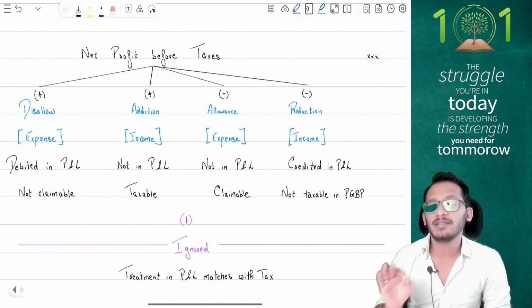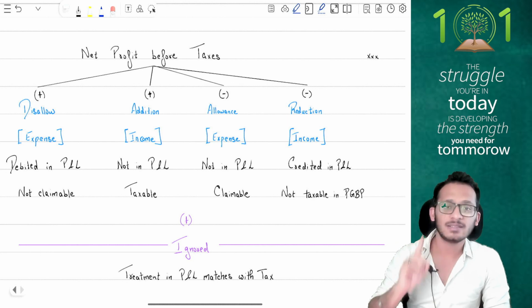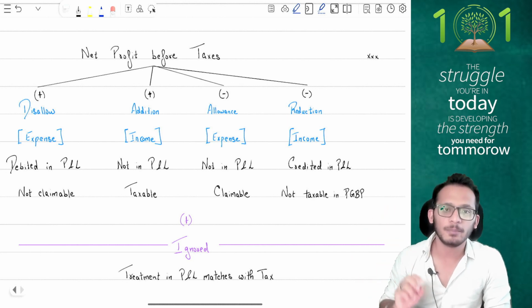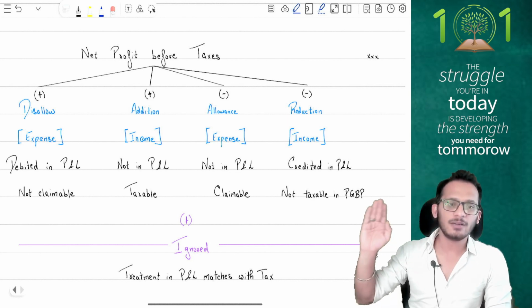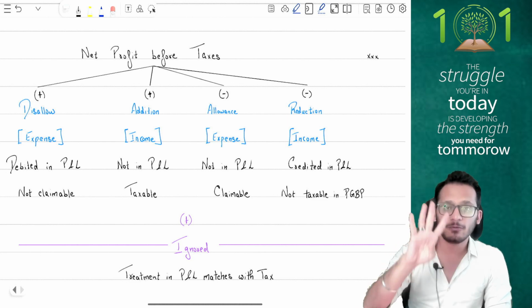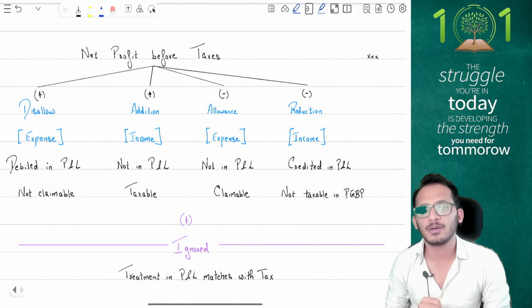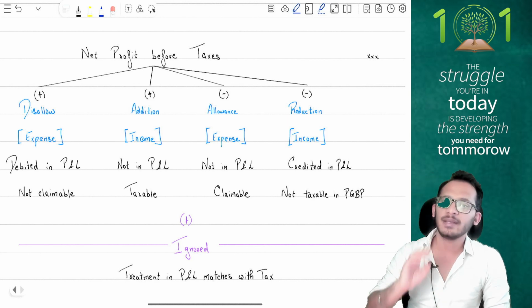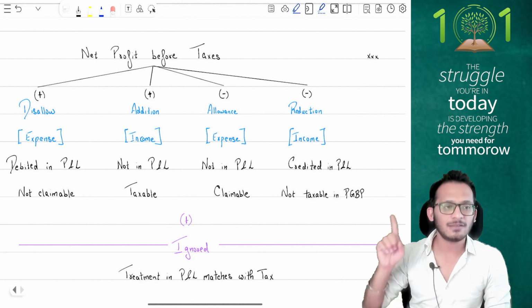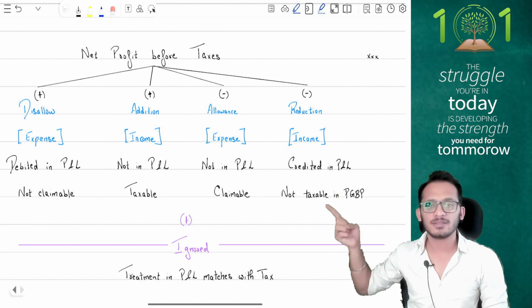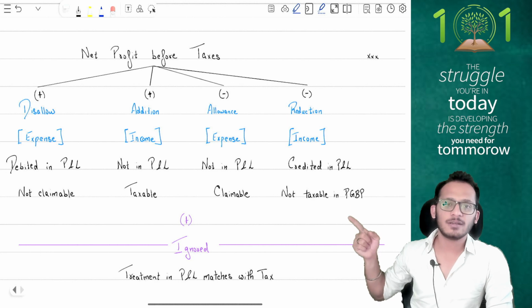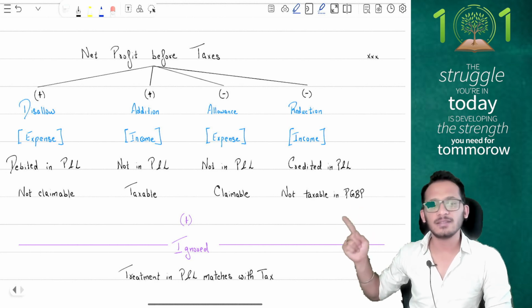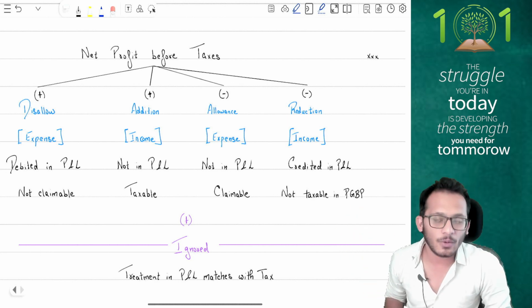First of all, always when you start a PGBP question, the first and critical starting point is the net profit before taxes. So you start from net profit before taxes, and there are 4 critical things you need to do in order to arrive at your tax P&L. What exactly does the tax P&L have to do? Tax P&L will do 4 of these items. First is called disallowance, second is called additions, third is called allowance, and fourth is called reductions. What does this mean?